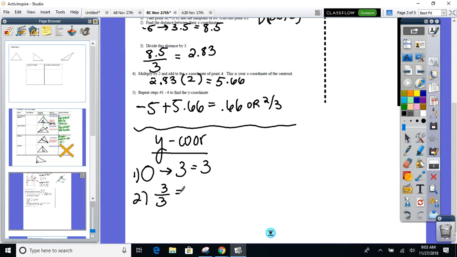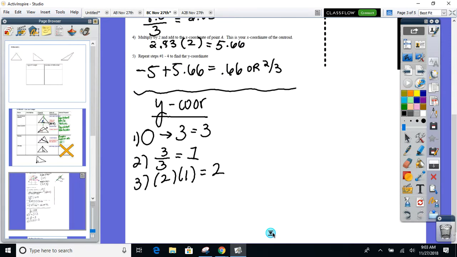3 divided by 3. That tells me every 1 unit will break it up evenly. But do I just want to go 1? No, because that's only going to bring me to the 1 to 2 point. I need another one, so I'll multiply that by 2. I'm going to go 2 units from my starting point, which was what? 0. So 0 plus 2. Where did I end up? 2.